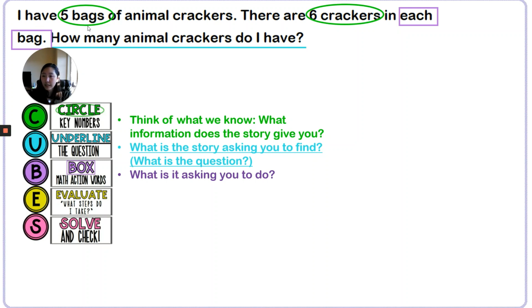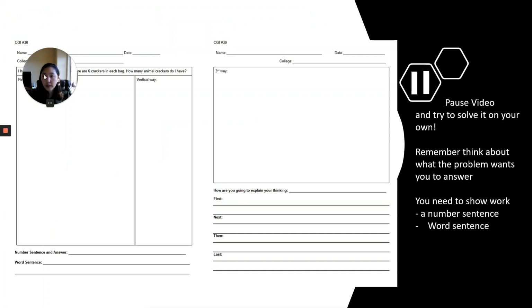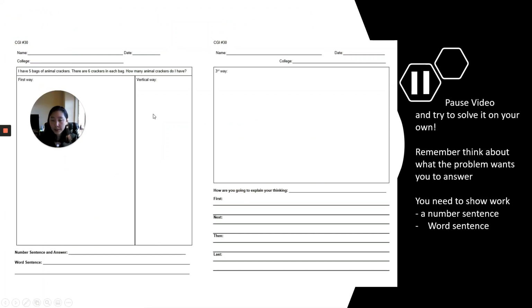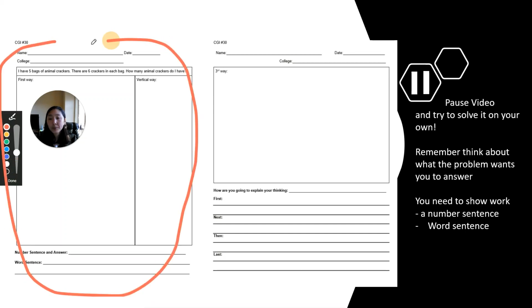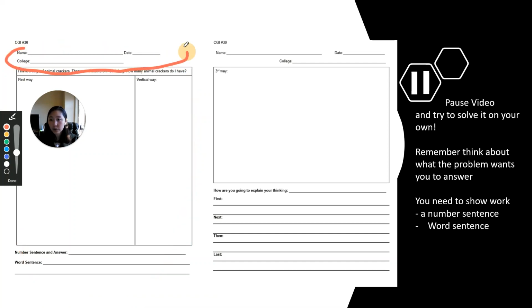So you need to think about this while you're solving the problem. Now make sure that you are on the right page. It should be CGI page 30, and everything on this side should be completed before you watch my videos. Don't forget that you have to do your name, your day, your college. This should already be done where you underlined, circled, and boxed with me, so that's not a problem.